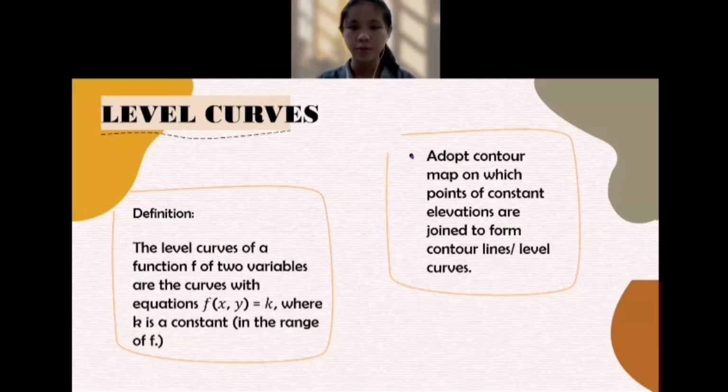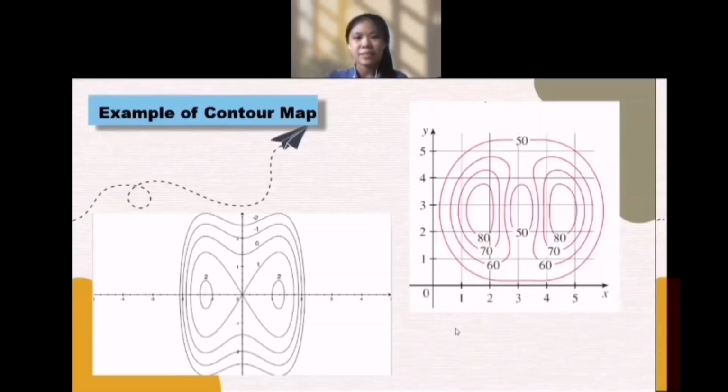The level curves of a function f of two variables are the curves with equation f of x, y equals k, where k is a constant in the range of f. We usually adopt a contour map, on which points of constant elevation are joined to form contour lines, which are also called level curves. These are some examples of contour maps.